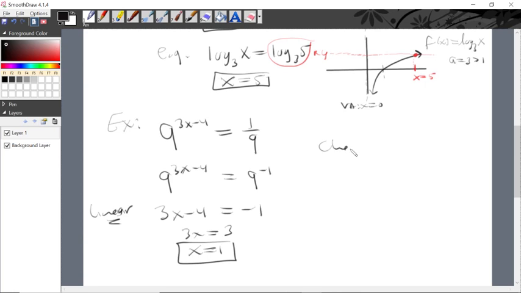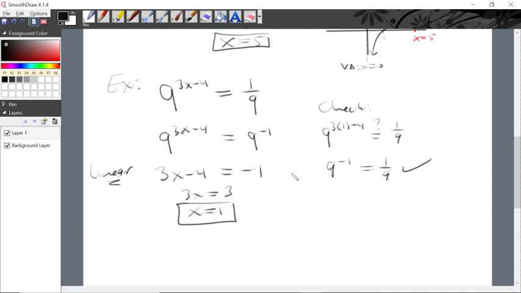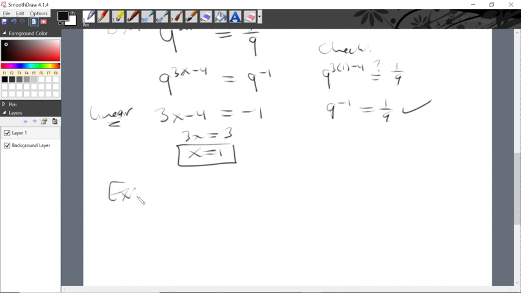And we can check the answer by plugging it in. 9 to the power of 3 times 1 minus 4, okay, is that equal to 1/9? Well, let's see, this is 3 minus 4 is negative 1, okay, so 9 to the negative 1 is equal to 1/9, yes, that's true. So we were able to solve this exponential equation by setting both sides of the equation equal to an exponential with the same base. Let's take a look at another example.